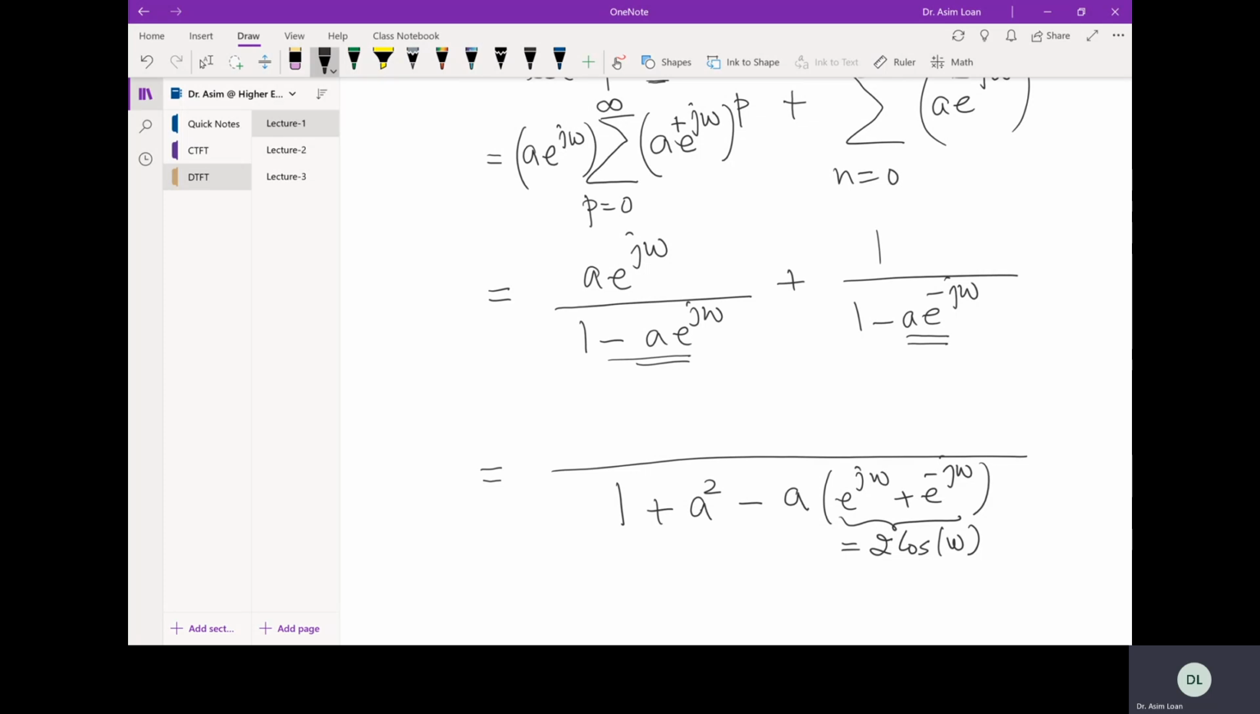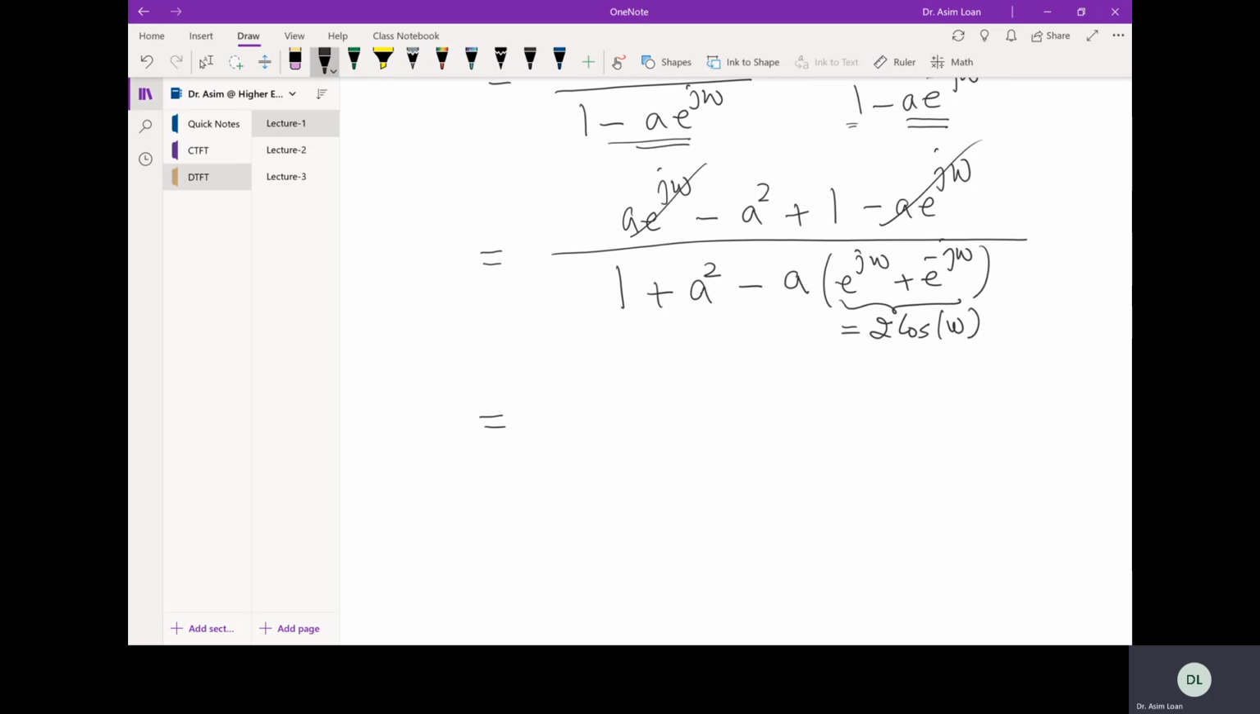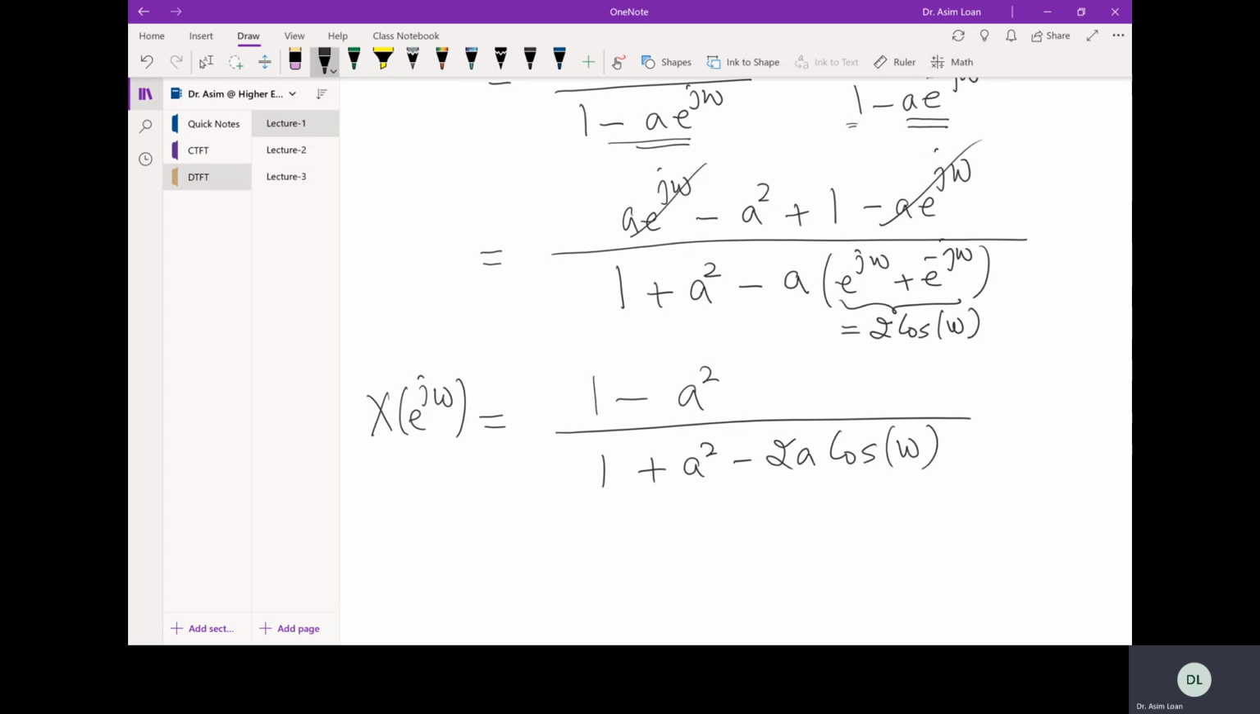And in the numerator, I have A e j omega into 1. This is A e j omega minus A square, e minus j omega, e plus j omega goes away, plus 1 minus A e j omega. So this cancels with this one, and I'm left with x of e j omega, which is simply 1 minus A square divided by 1 plus A square minus 2A cosine of omega.